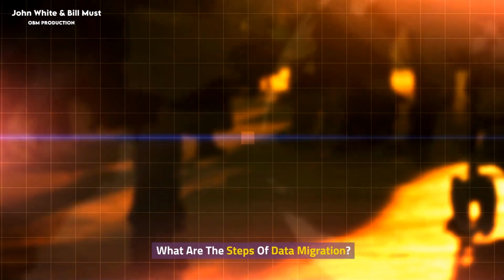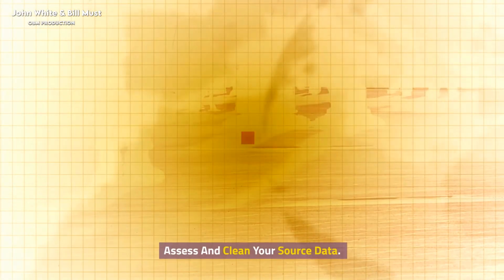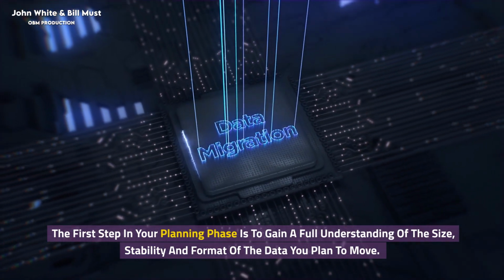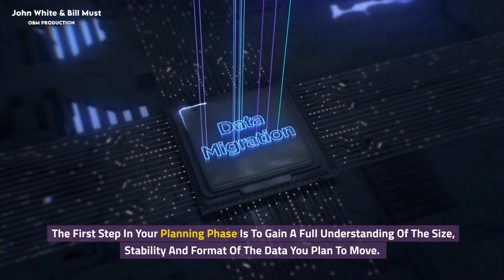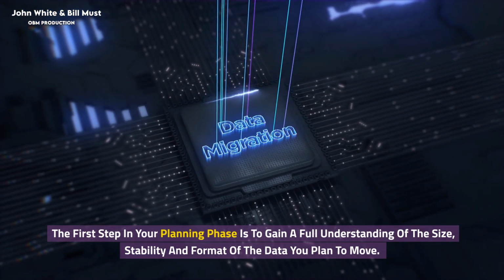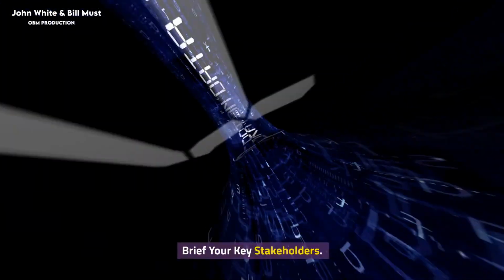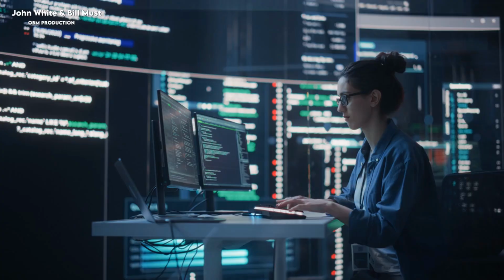What are the steps of data migration? Assess and clean your source data. The first step in your planning phase is to gain a full understanding of the size, stability, and format of the data you plan to move. Design your migration. Brief your key stakeholders, build your solution, test your solution.